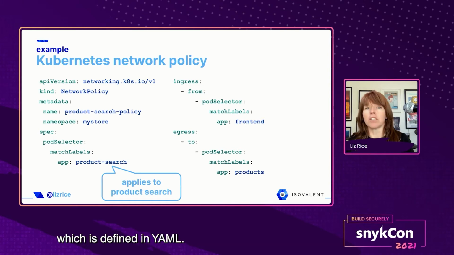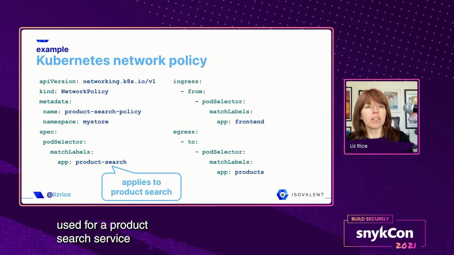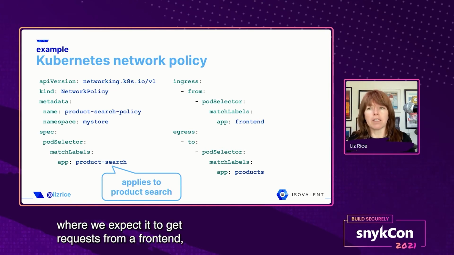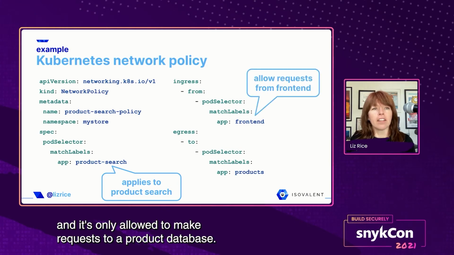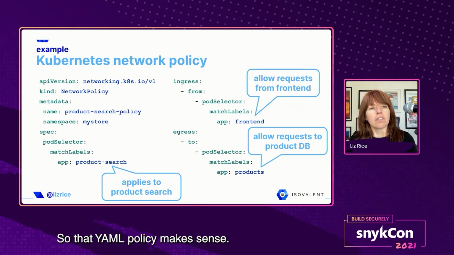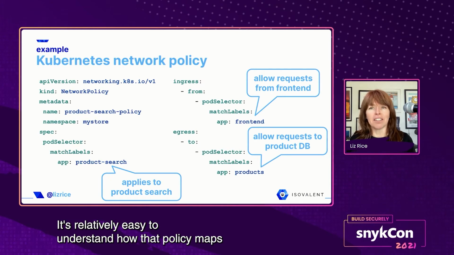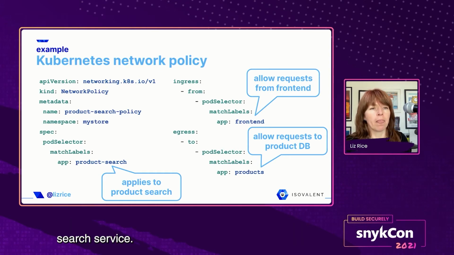Let's take a look at an example of network policy, which is defined in YAML. I mentioned before the example of a policy used for a product search service where we expect it to get requests from a front end, and it's only allowed to make requests to a product database. So that YAML policy makes sense. It's relatively easy to understand how that policy maps to the intention of the developer building this product search service.